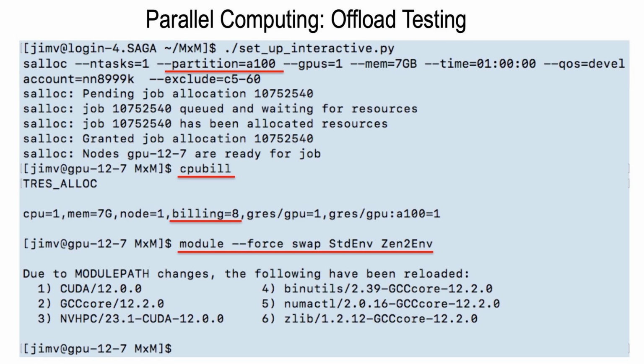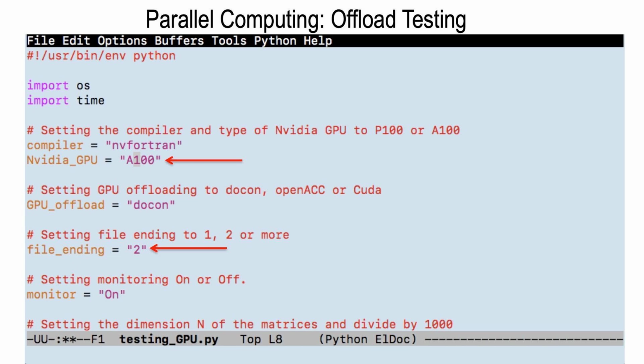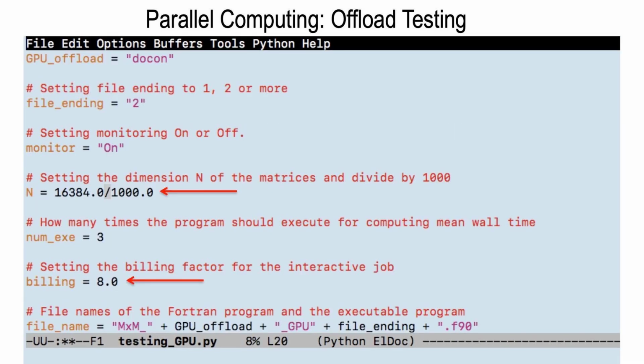As noted, we need to switch our environment to one compatible with the AMD architecture. In our Python testing GPU script, we specify that we'll now conduct testing on the A100 GPUs, and we'll continue to use the Fortran program with file ending 2. We need to ensure that the value of n is accurate, and we're setting the billing factor to 8.